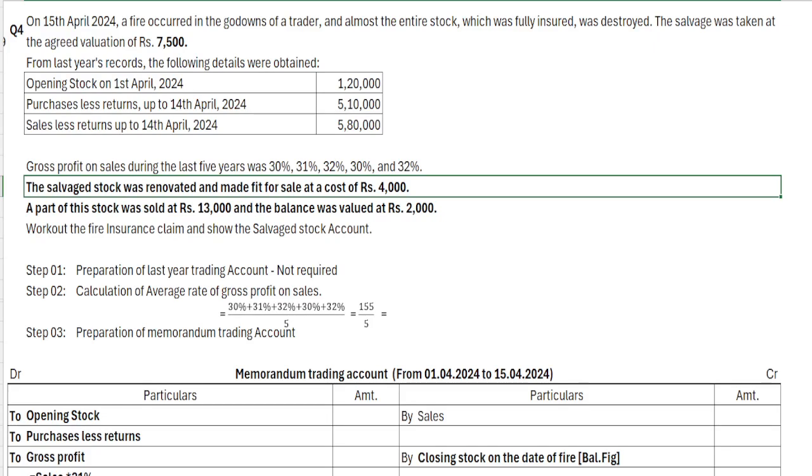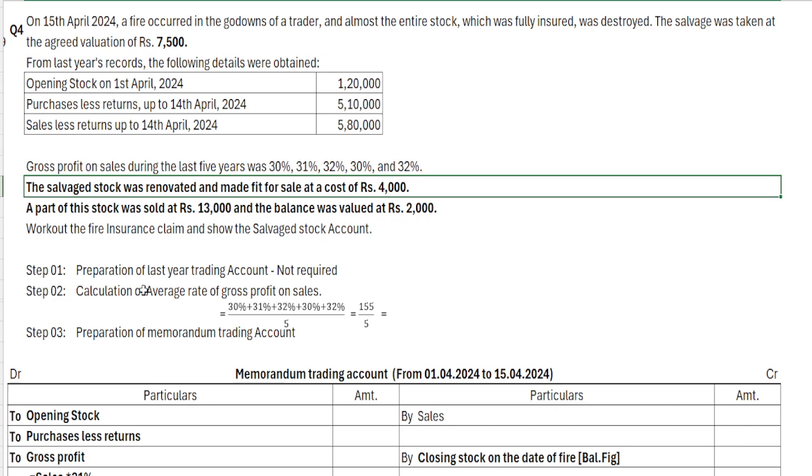Let's calculate when multiple year gross profit rates are given. Then how to calculate amount of claim and also how to compute the memorandum trading account. In this scenario, when multiple gross profit rates are given, we have to calculate the average gross profit based on that. So there is no requirement to go with step 1, which is preparation of last year's trading account.